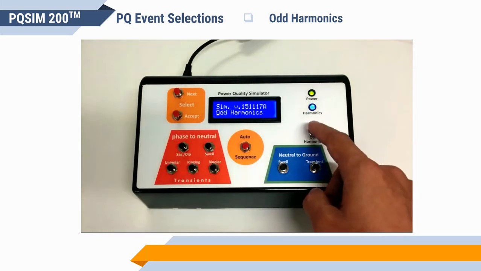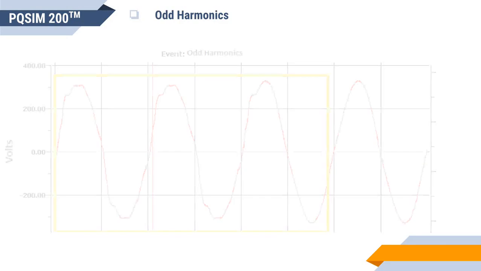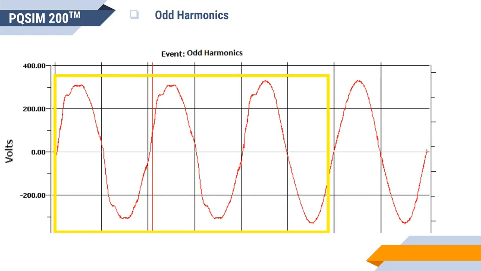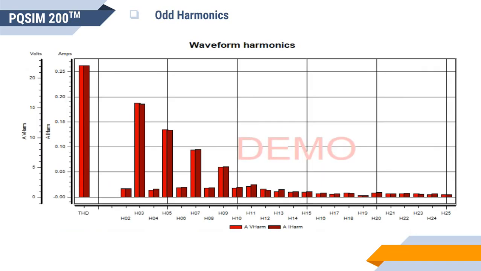Selecting the odd harmonics button turns on the blue LED to alert the user that the harmonics has been activated and stays on for 10 seconds until the harmonic ends. Depending on the nominal voltage and frequency in the PQSim, the odd harmonics will increase about 50%. Waveform of odd harmonics. Waveform harmonics in spectrum.